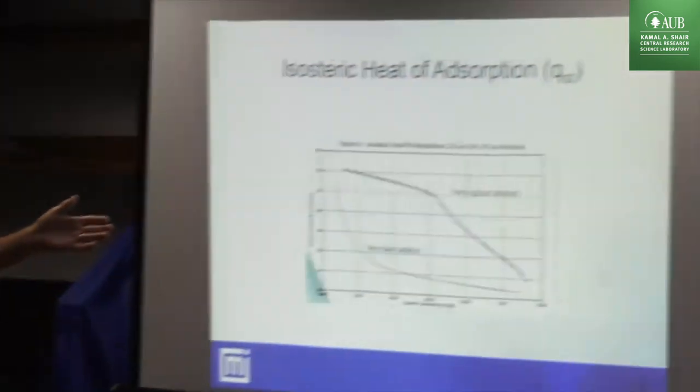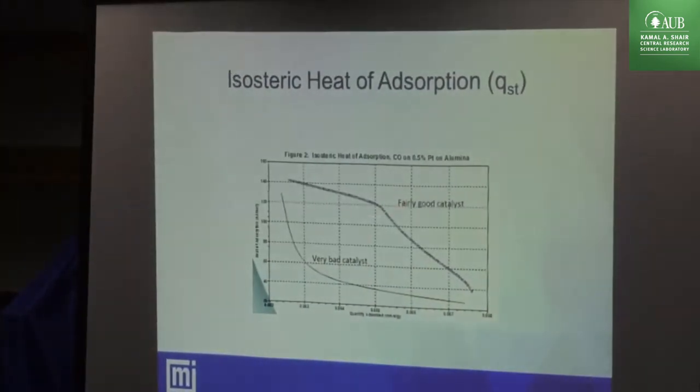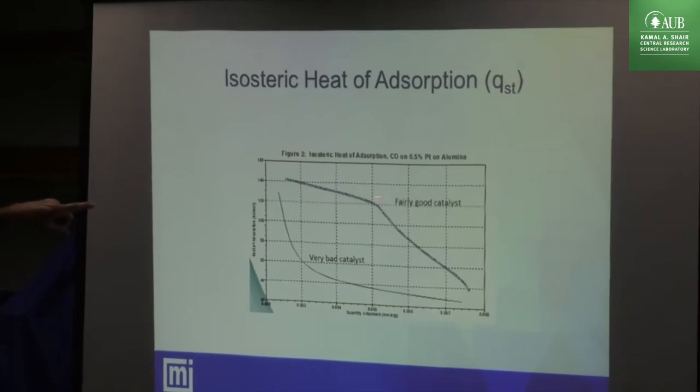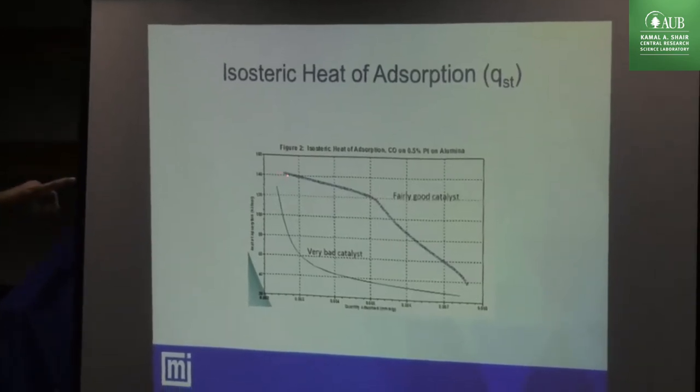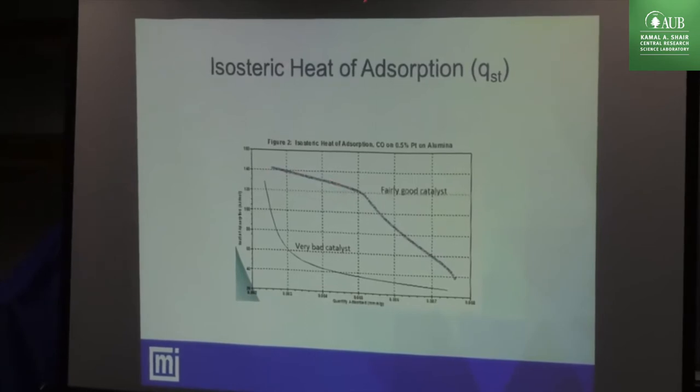Here is an example. For the isosteric heat of adsorption, I have two catalysts, okay? You see here the site as a function of coverage of the surface. I get to a point here where it comes down. So what's happening here? This is the chemisorption and this is the physisorption by the support. See, it goes down very fast. But I do have a lot of active species, very homogeneous, very, very similar. So my reactions are going to work very, very well in this case.